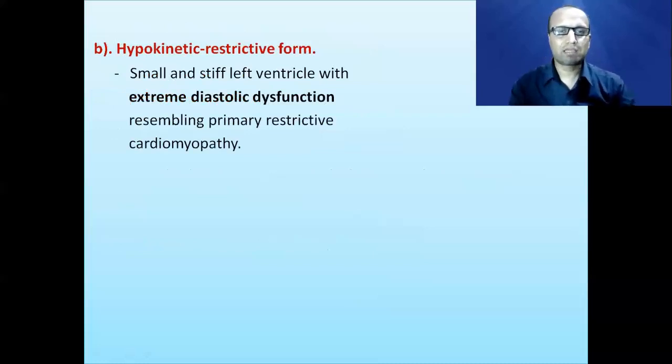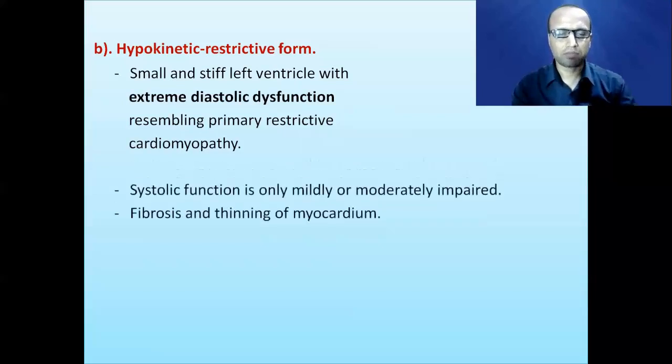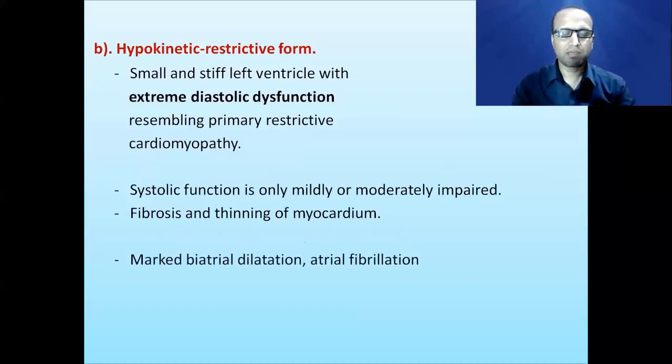In the hypokinetic restrictive form, the left ventricle is small and stiff. There is extreme diastolic dysfunction, and it resembles primary restrictive cardiomyopathy. Systolic function is only mildly or moderately impaired in the hypokinetic restrictive form. The myocardium has a significant amount of fibrosis and it is thin. There is marked biatrial dilatation. Both the left atrium and right atrium are dilated. There is atrial fibrillation.